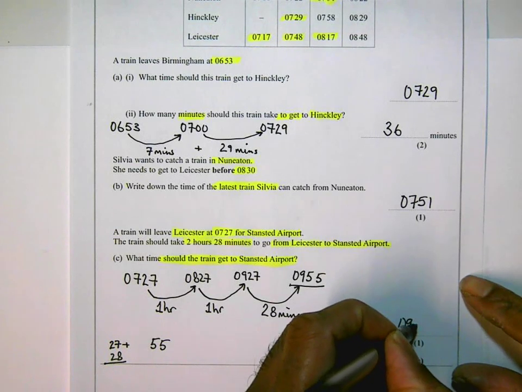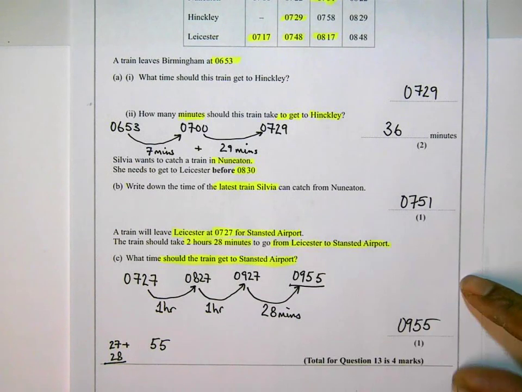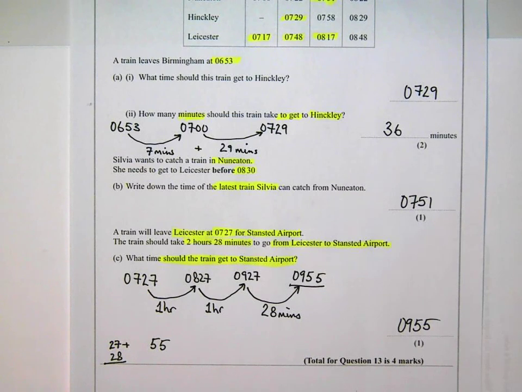So the train is going to arrive at Stansted Airport at 9:55. Okay, this is a particularly straightforward question, but could look quite daunting because there's a lot of writing in it, a lot of stuff that they want you to do, but you need to break it down and take your time, and this is well worth one that you check over. Make sure you don't slip up because there's not much hard maths in here. There's a lot of marks to be gotten, 4 marks. Make sure you get them all.